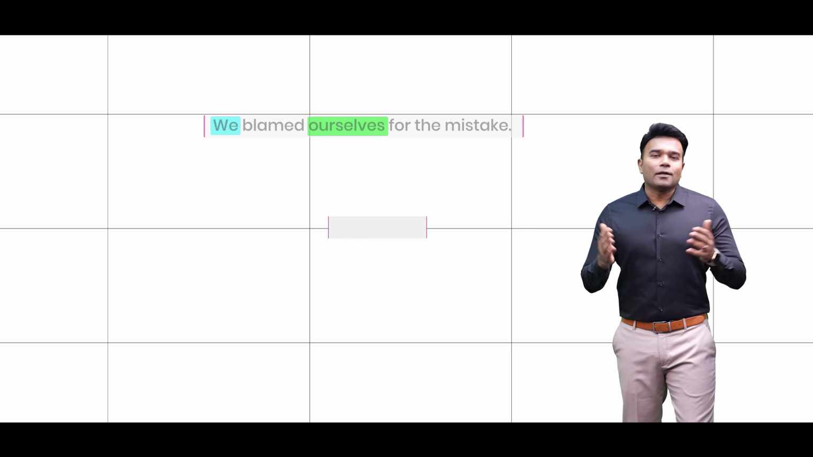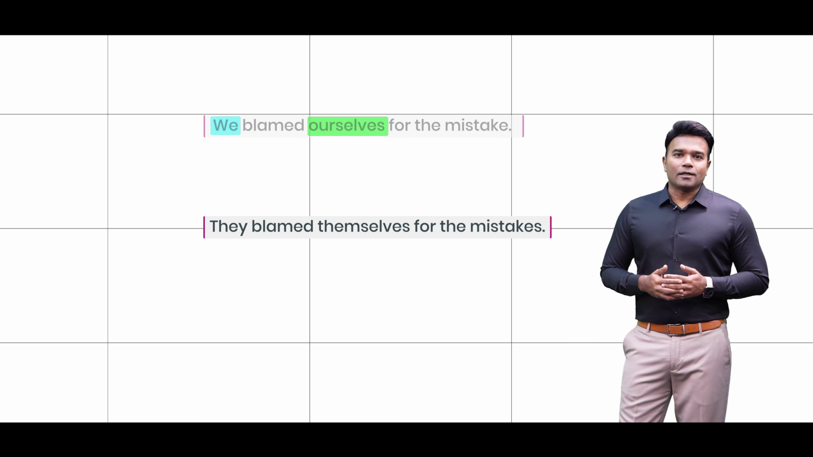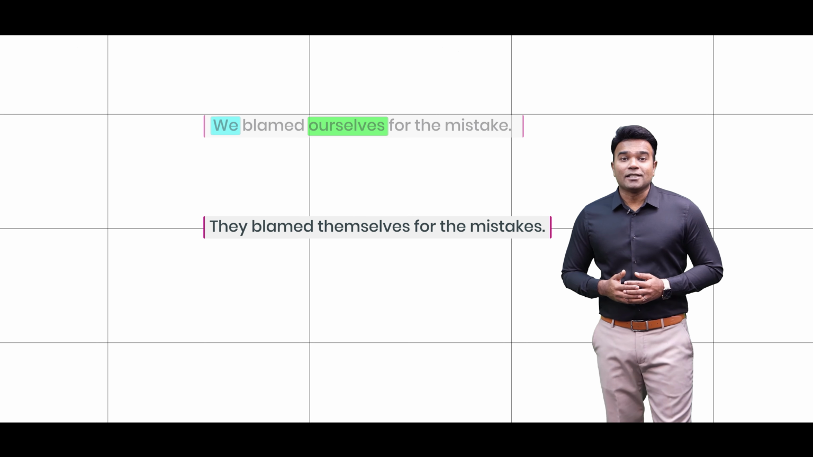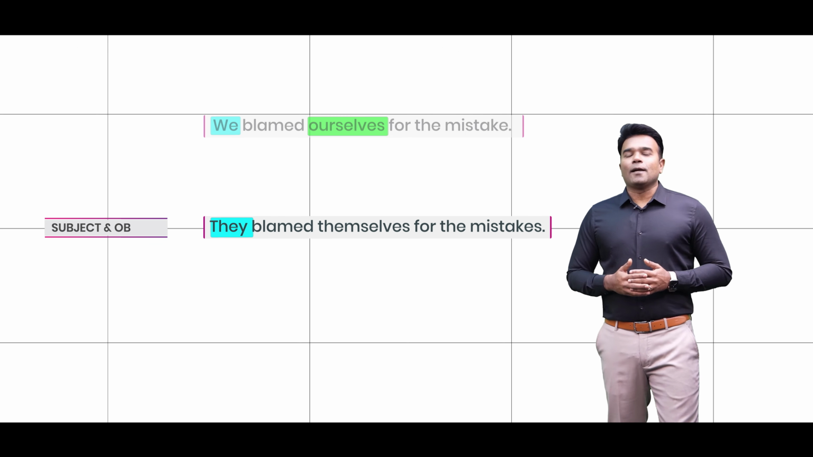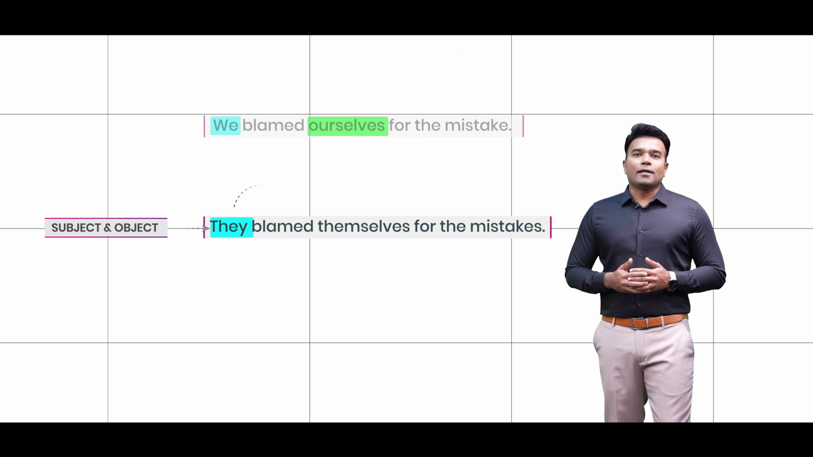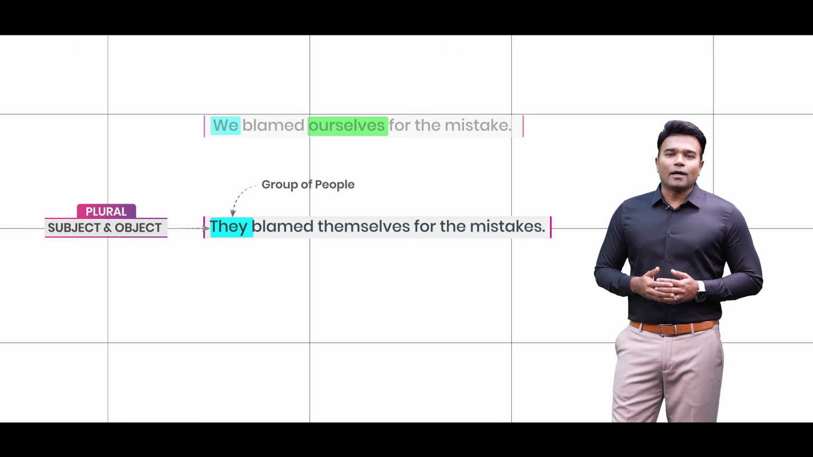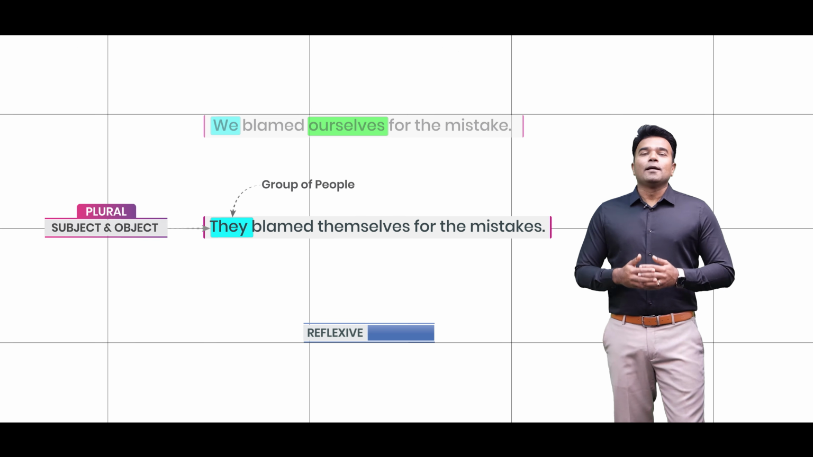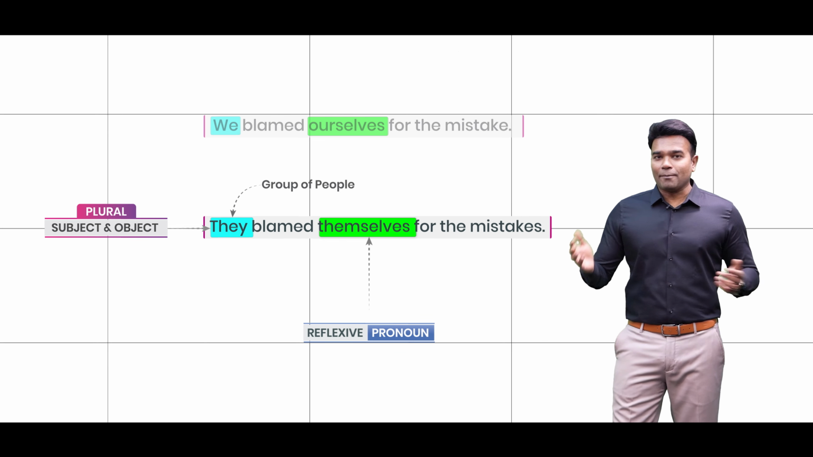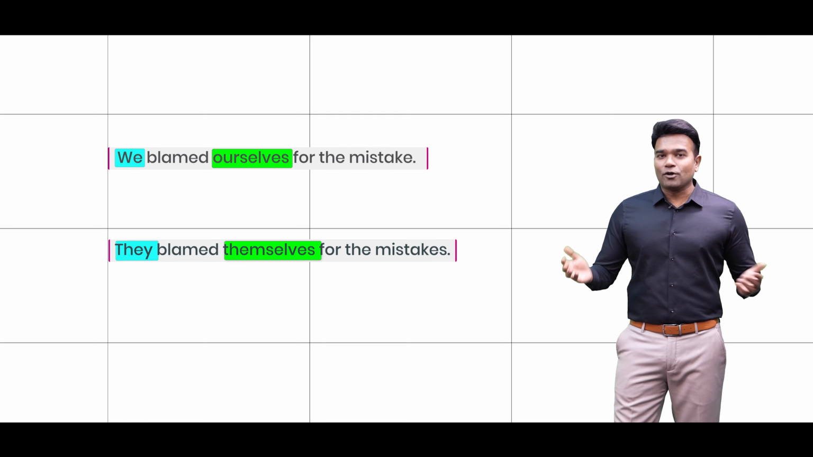Anyway, have a look at this next example. They blamed themselves for the mistakes. Well, I'm sure now you can easily understand that in this sentence, they happens to be the subject and the object, but since they represents a group of people, it is categorized as a plural subject and object. And since the subject and object is plural, the corresponding reflexive pronoun, that is themselves, also happens to be a plural reflexive pronoun.